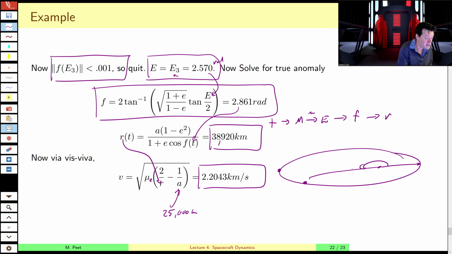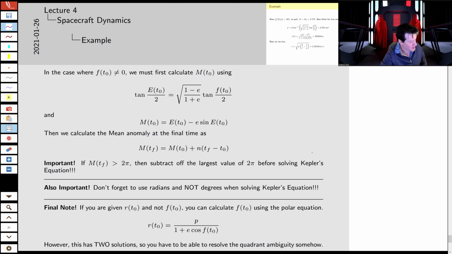Our true anomaly is 2.861 radians, which is actually, sorry, it's on the other side. So it's up here, right? And our velocity is 2.2. So we've now made a prediction. We can point our telescope at that location, and hopefully we'll observe what it is we're trying to observe. Okay. Now, one last point to keep in mind, and it's a rather important point actually.